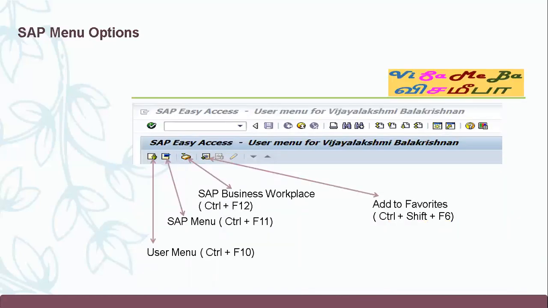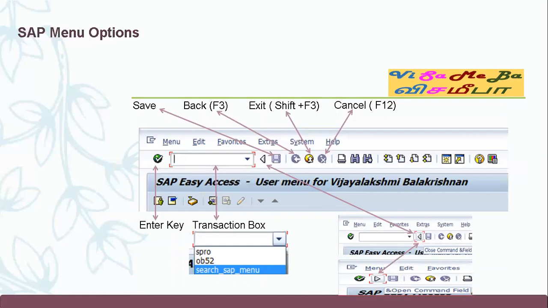Now, let's look into detail of the icons which are available below your title bar. You have the user menu and the SAP menu. User menu is what you're authorized to perform. SAP menu is all the transactions available in SAP, for which majority of them you might not have the authorization to perform. SAP Works, Business Workplace, and add to favorites.